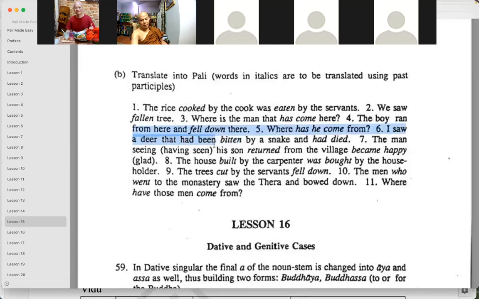So a deer that had been bitten by a snake and had died. So that is object function. That is object. So subject by object, very simple.